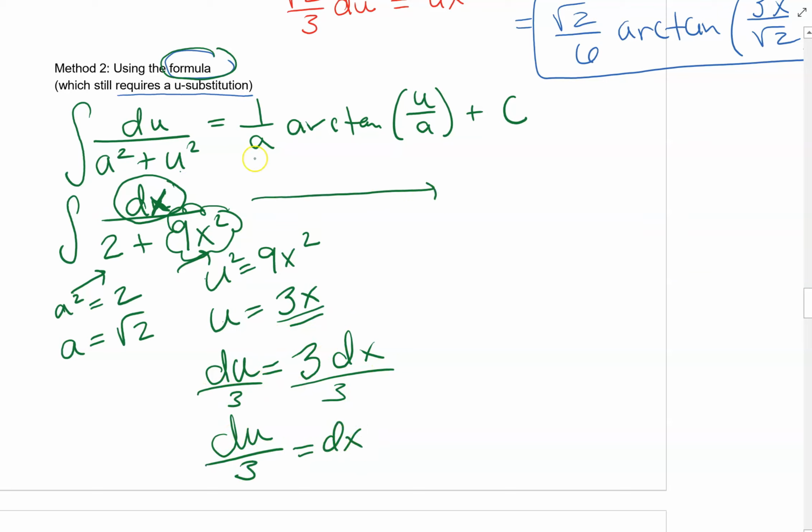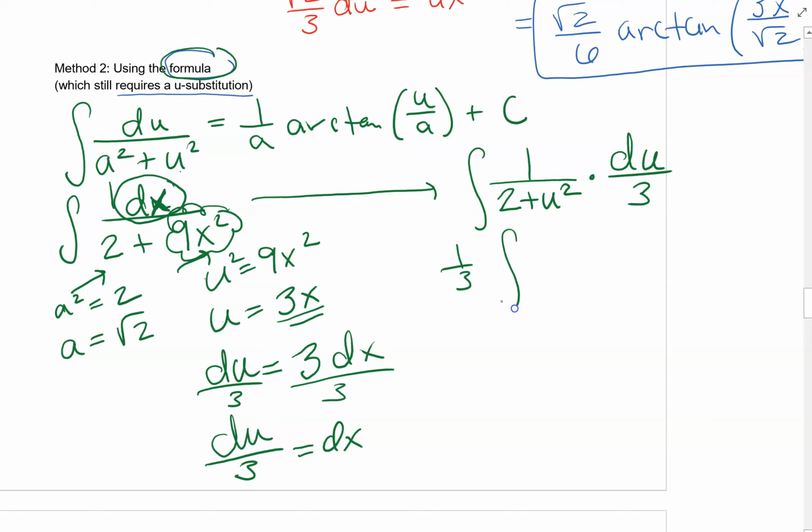So I need to rewrite this integral. dx needs to be replaced with, I'm going to think of this as 1 over 2 plus 9x squared times dx. So I'm going to think of that as times du over 3. And then I'm replacing that with, I guess, 2 plus u squared. So I'll pull my 1/3 out.